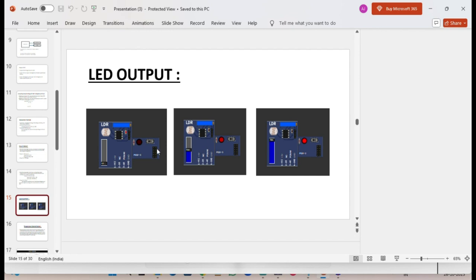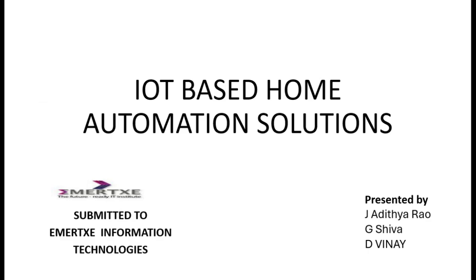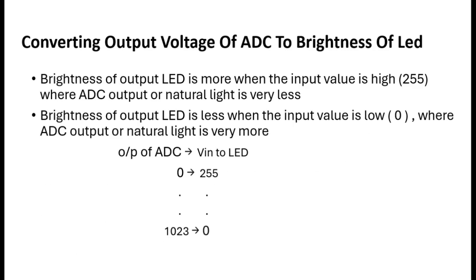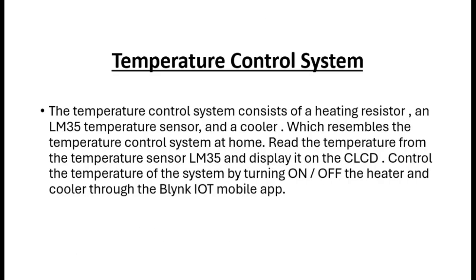Now coming to the next topic of our project, it is temperature control system. In this temperature control system, we use LM35 temperature sensor, and we use heater and cooler switches to turn on and off to control the temperature of the room. So this can be controlled by Blynk IoT app, and the notifications will be displayed on LCD simultaneously on the Blynk IoT app.